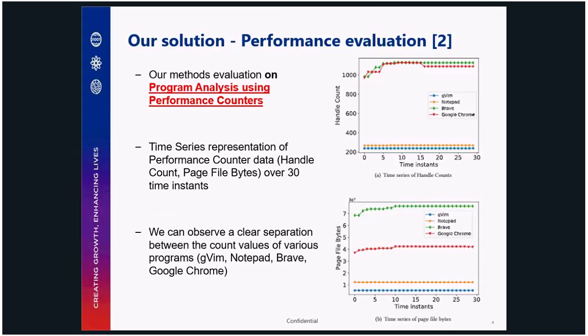So there are some other results which substantiate why we are using performance counters, whether they are effective or not. Here we see the time series representation over 30 seconds, 30 time intervals. We have collected the handle count and page file bytes for various programs. We can see here GVim and Notepad, these are the text editors. They are close, and then Brave and Google Chrome are at another particular level. So there's quite a difference at a domain level also.